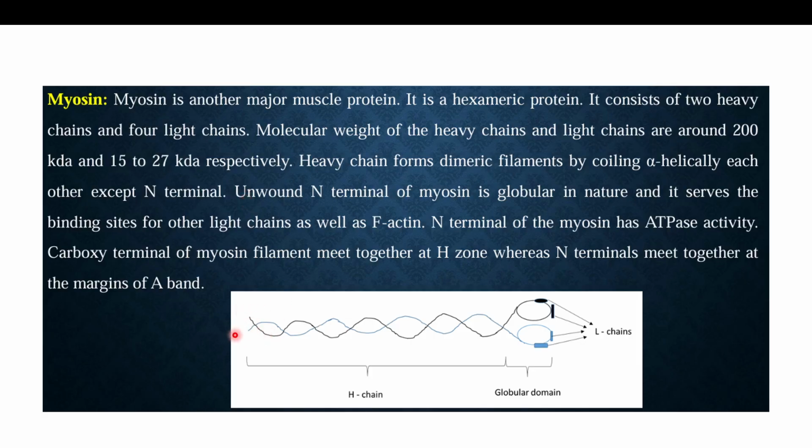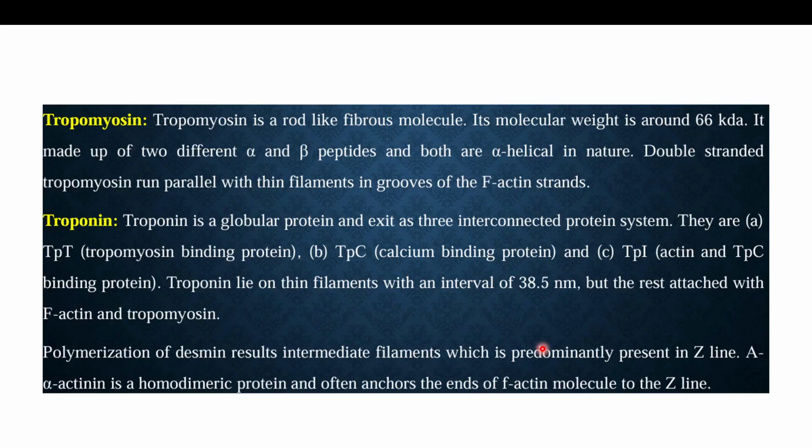The N-terminal portion is globular in nature, and it serves as the binding site for the light chains as well as F actin. Now, the N-terminal of myosin has ATPase activity, and the C-terminal part of myosin forms the H zone, whereas the N-terminal part meets together at the margins of the A band and shows ATPase activity.